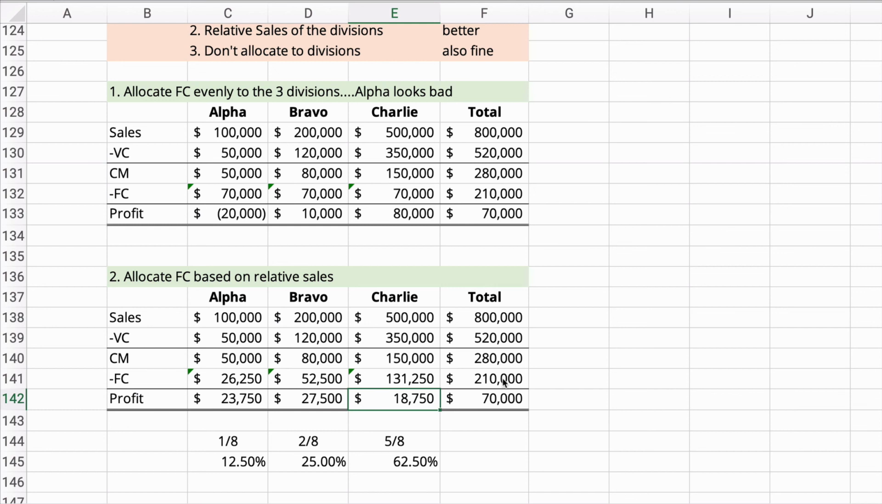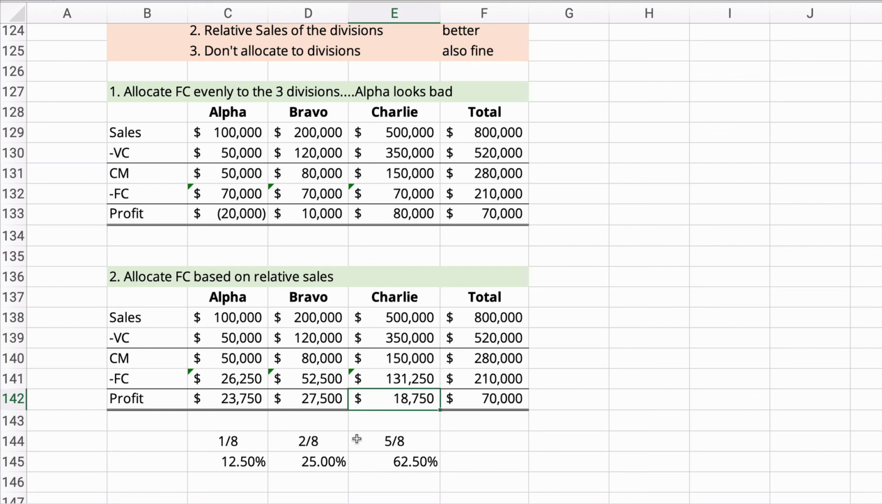Let's say you're in charge of the Alpha division. You say, look, if we allocate based on relative sales, my division that only sells 100,000 makes 23,000, and your division that has 500,000 of sales is making 18,750. Alpha is making more in profit if you allocate it based on relative sales.